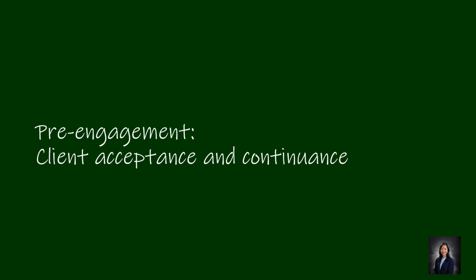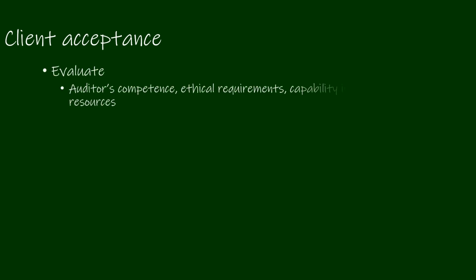Now, this section will also talk about client continuance, whereby we think about an existing client with the same engagement and as to whether we will continue or not. Whenever the auditor decides whether to accept or to continue a client, the auditor must evaluate a number of things, such as, for example, the auditor must evaluate his or her competence. We must remember that we are not allowed to accept engagements where we are not competent to perform them.